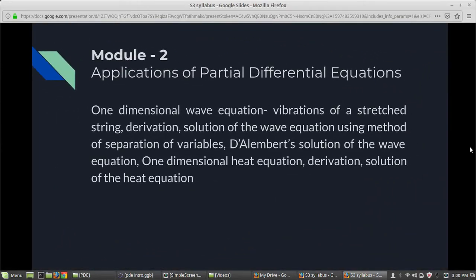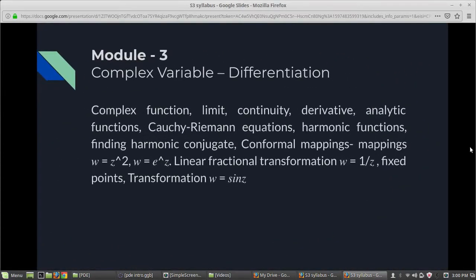Module 2 applications of partial differential equations, one-dimensional wave equation, derivation, solution, one-dimensional heat equation, derivation, solution. Module 3 complex variables, differentiation, complex function, limit, continuity, derivative, analytic functions, Cauchy-Riemann equations, harmonic functions, harmonic conjugate, conformal mapping, mappings of functions of the form w equal to z square, w equal to e raised to z, linear fractional transformation, w equal to 1 by z, fixed points, transformations of the form w equal to sin z.